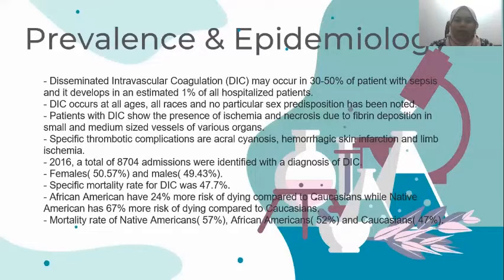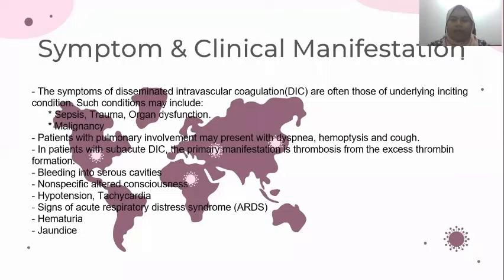Okay, the next one is symptoms and clinical manifestations. The symptoms of disseminated intravascular coagulation are often those of the underlying inciting condition. Such conditions may include sepsis, trauma, organ dysfunction, and malignancy, which are the solid tumors and lymphoproliferative malignancies.